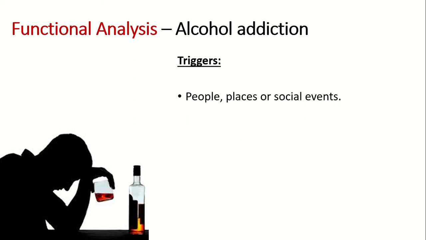It could be places. Obviously bars are likely places, and off licenses, but it could also be other places where a person starts to associate the place with consuming alcohol. That could be a trigger that makes a person think, well, I'm in the place where I normally drink, so I should be drinking. Or it could be social events like birthday parties, celebrations, weddings. These are all social events that usually involve alcohol in Britain, so they could be triggers that also contribute to a person seeking out their behavior.